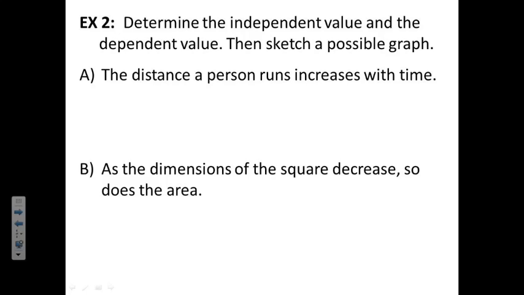Okay, so here on example 2 it says determine the independent value and the dependent value, then sketch a possible graph. So it says the distance a person runs increases with time. So what we did is we circled our two values, our distance and our time, and we said which one probably depends on the other, and we said our distance probably depends on the amount of time that we run. So that means the distance becomes the dependent variable and the time becomes the independent variable.